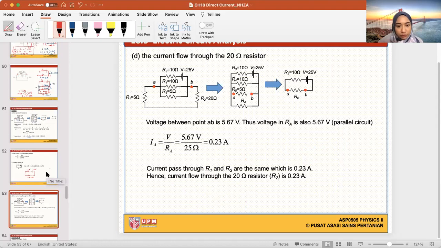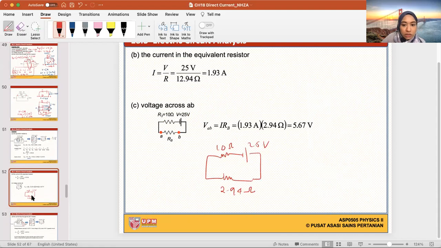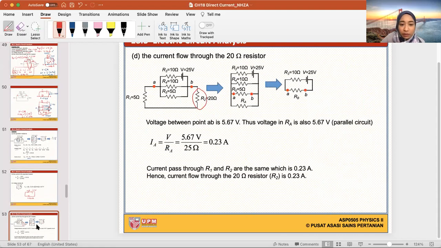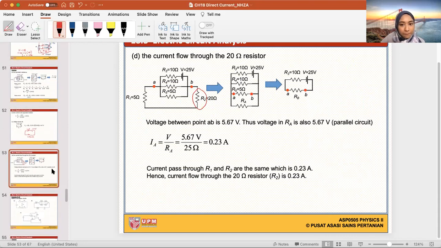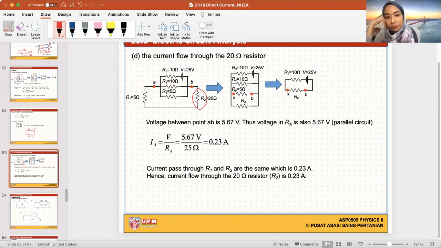So the current through this 20 ohm is 0.23 ampere. Are we done with this question? Okay. Any questions about this one? It's a little bit complicated. But later we will do many more examples, so hopefully you will understand better. But overall, for this question, was it okay? Did you guys understand what we were doing? Yes. Everyone else, okay? Do you want me to repeat any part of this? So far, everyone is okay?